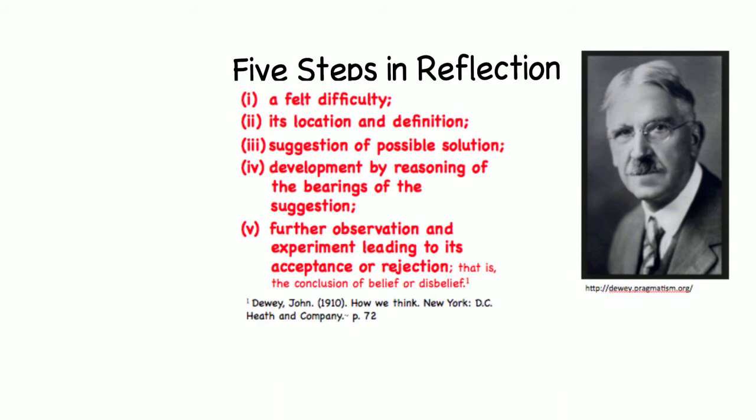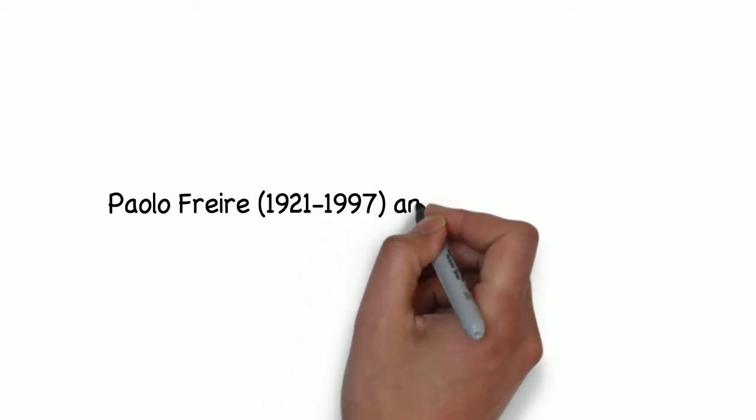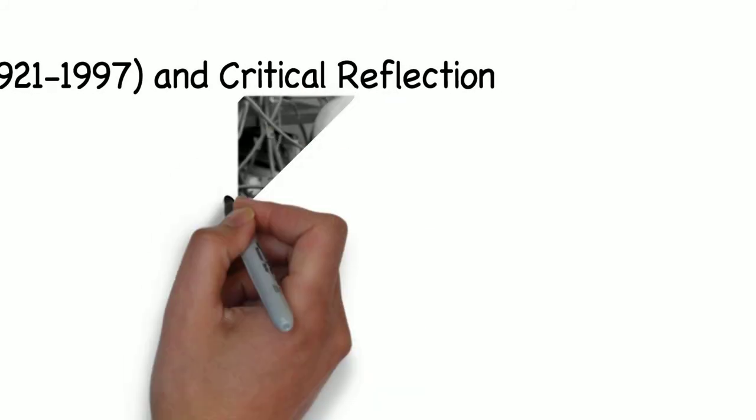First, he says there needs to be a felt difficulty, a confusion, doubt. Second, locating and defining what this doubt is. Third, suggesting possible solutions. Fourth, development by reasoning of possible solutions to the problem, issue. And finally, further observation and experiment leading to the acceptance or rejection of that initial difficult notion that we are confronted with. So that is John Dewey's 5 steps in reflection, something that he wrote in 1910.